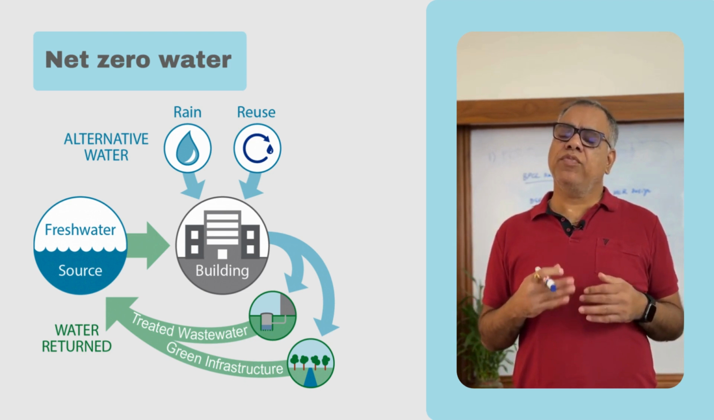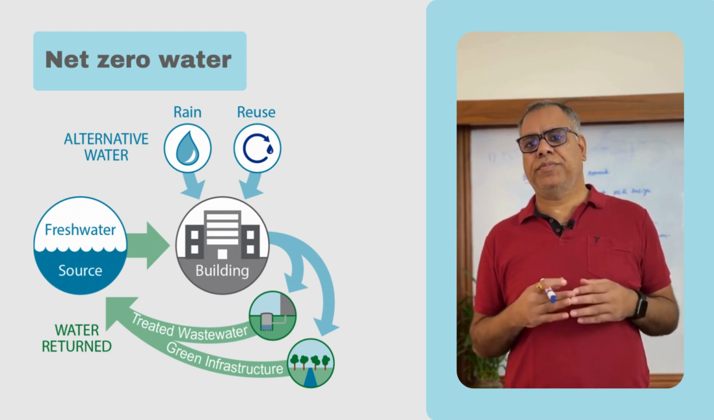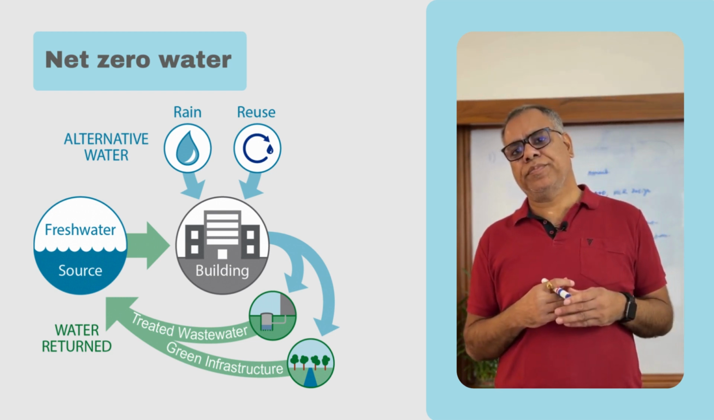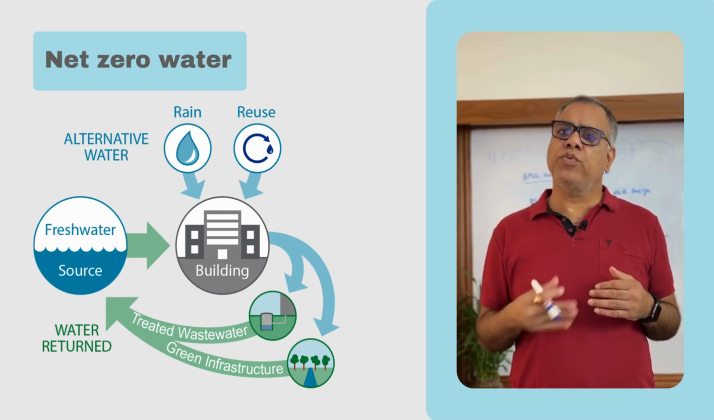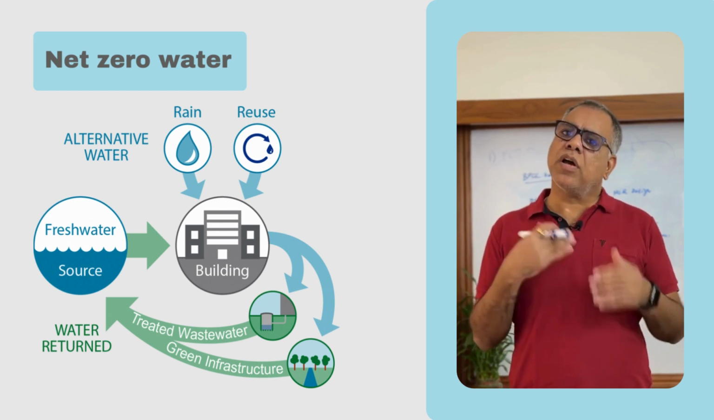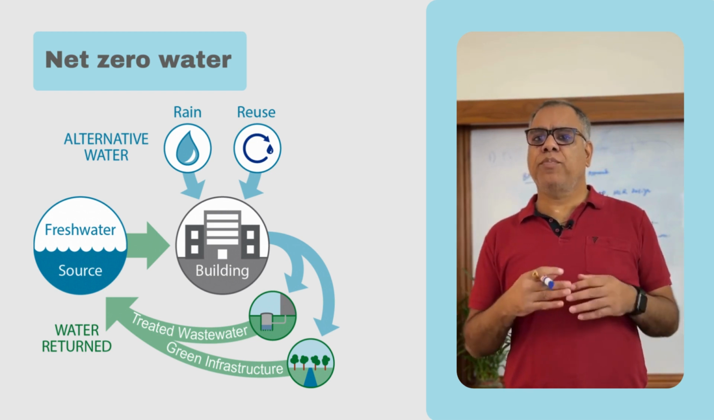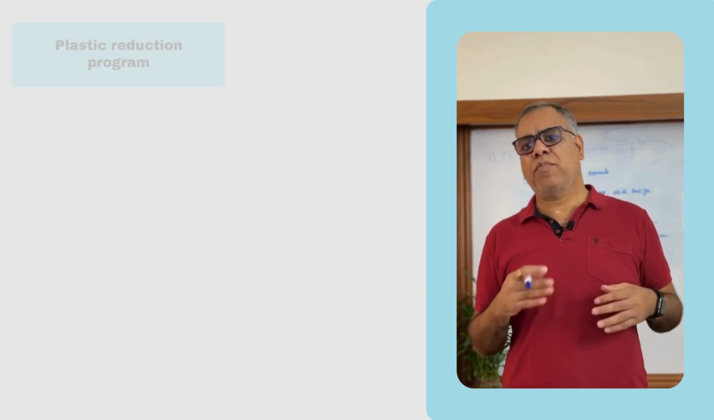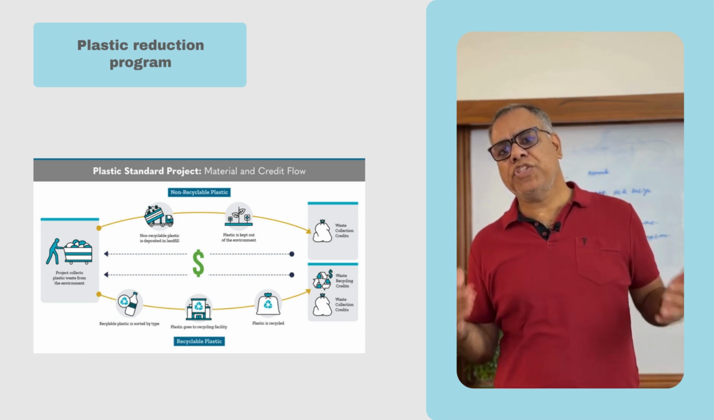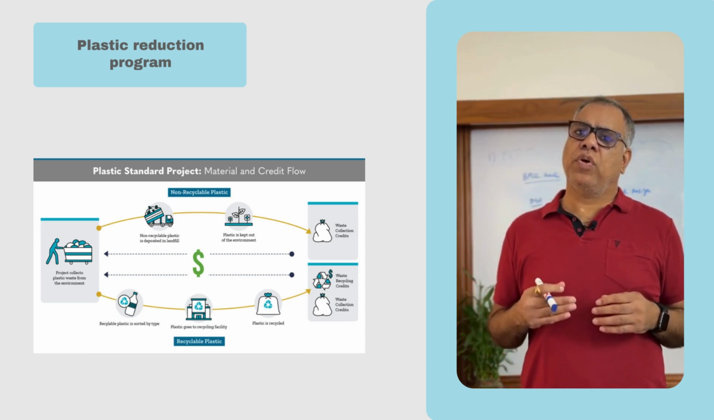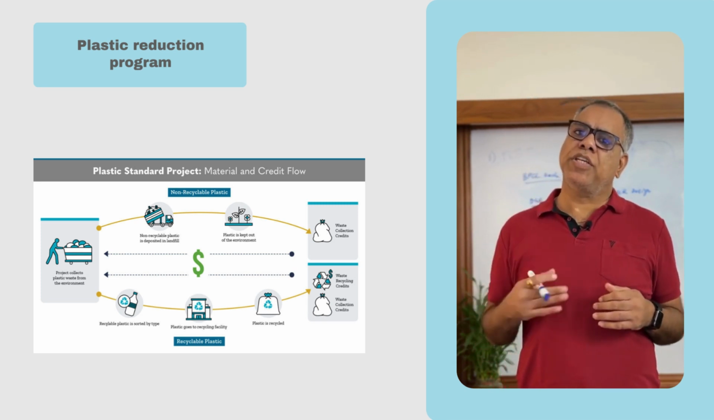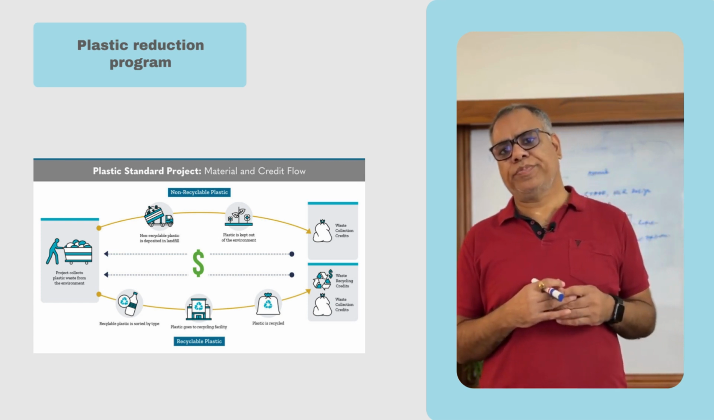Same way, if you are able to achieve your waste target, that means whatever waste you are generating, you are sending it for reducing, recycling and reuse. And you are also participating in some program like the plastic reduction program of Vera and purchasing those credits also, then you can achieve the net zero waste. And in the same fashion, you can achieve net zero water also.